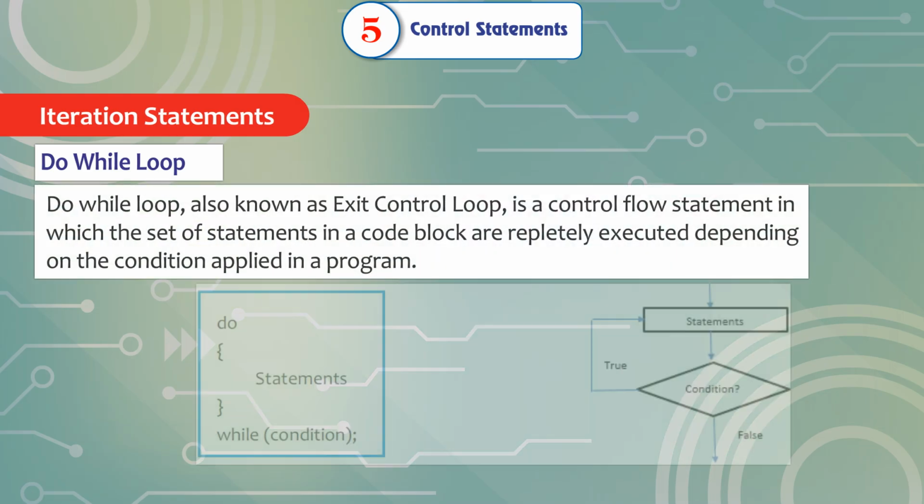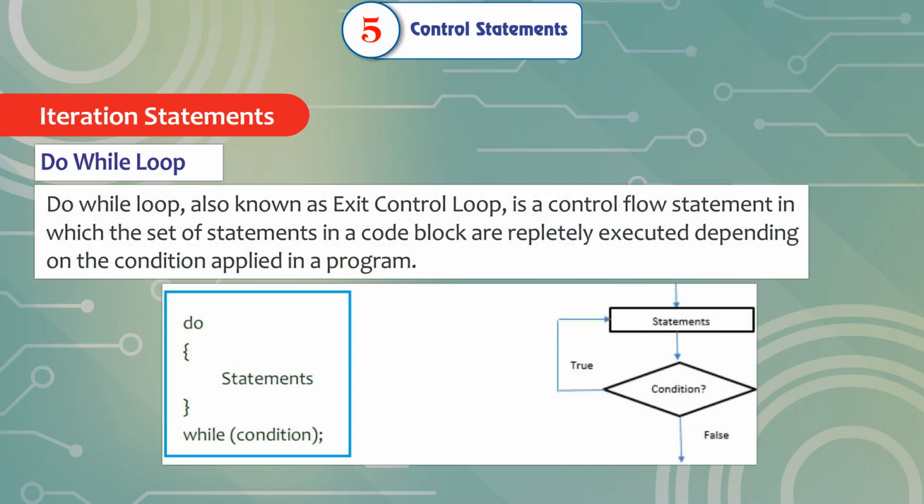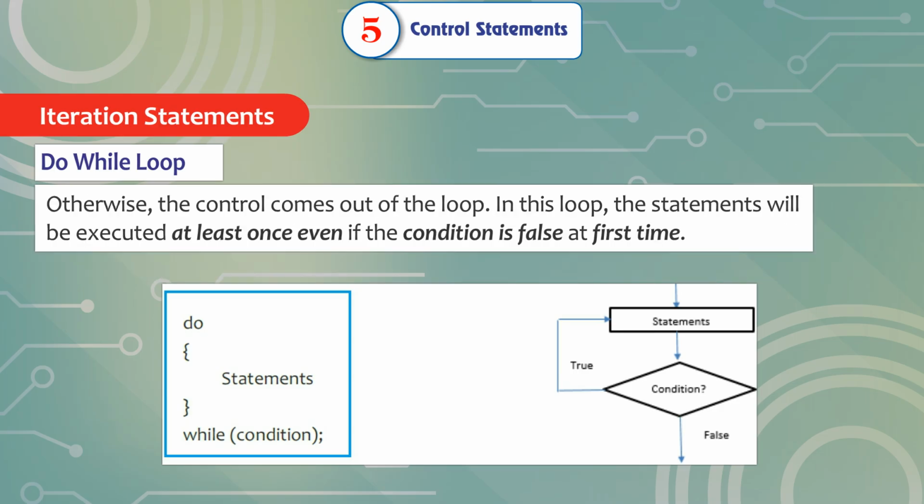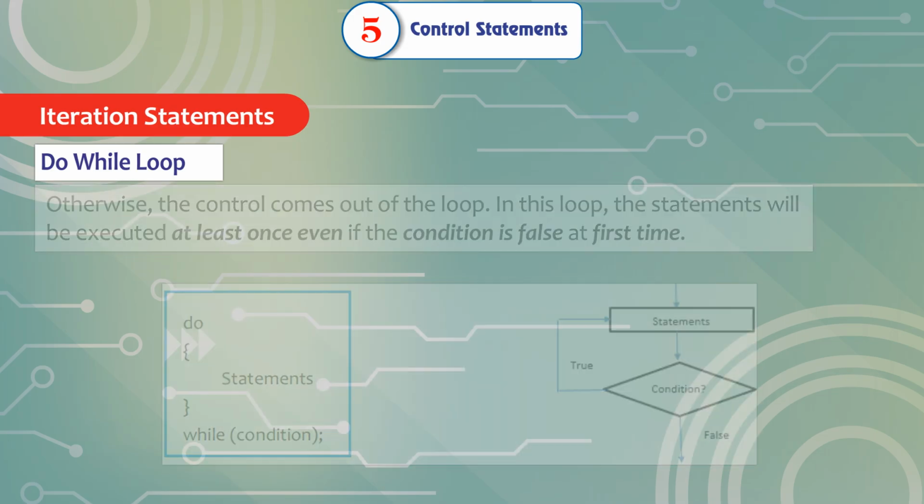Do while loop. Do while loop, also known as exit control loop, is a control flow statement in which the set of statements in a code block are repeatedly executed depending on the condition applied in a program. But in do while loop, the statements are first executed and then the condition is checked. If the condition is true, the statements are executed repeatedly until the condition is not satisfied. Otherwise, the control comes out of the loop. In this loop, the statements will be executed at least once, even if the condition is false the first time.